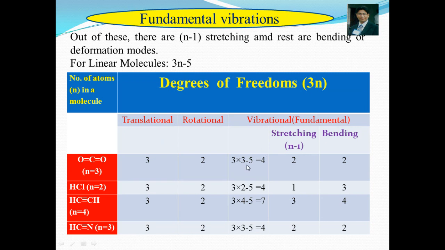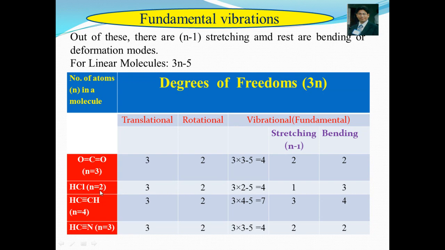So, the fundamental vibration is equal to 3 into 3, that is 3n minus 5, which is equal to 4. That is, the total number of fundamental vibrations is equal to 4. Among them, n minus 1, that is 3 minus 1, is equal to 2. 2 are stretching and bending is equal to 4 minus 2, which is equal to 2.